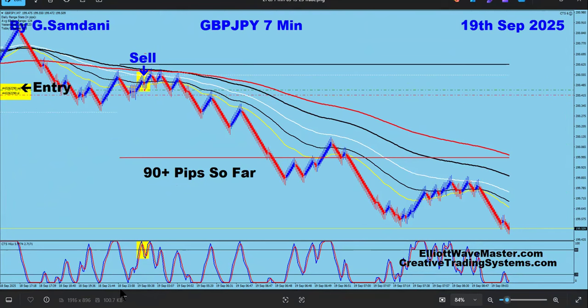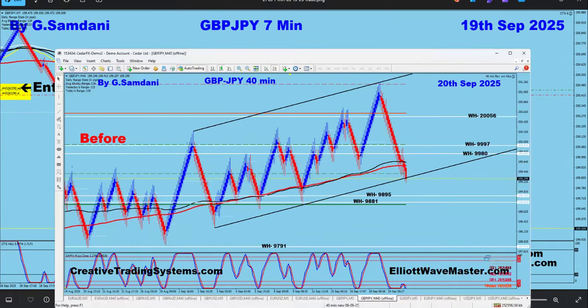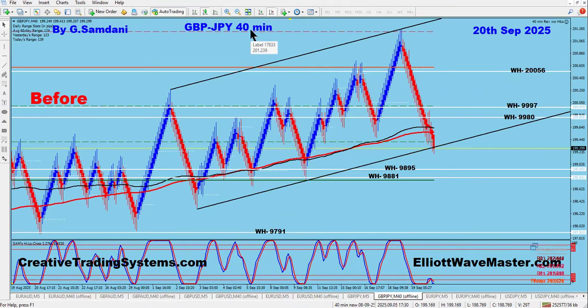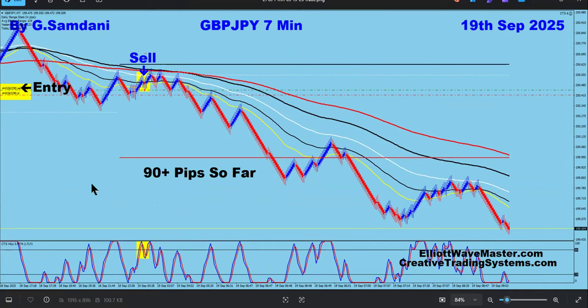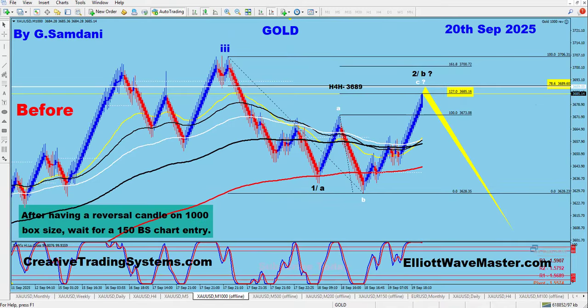So what was the time? At the end of September 18 and the beginning of September 19, right? So let's go take a look at the 40-minute chart of pound yen. So this over here, this is September 18, and what was the time? I forgot. Let's say around 2300 on the 18th or the beginning of the 19th, right?